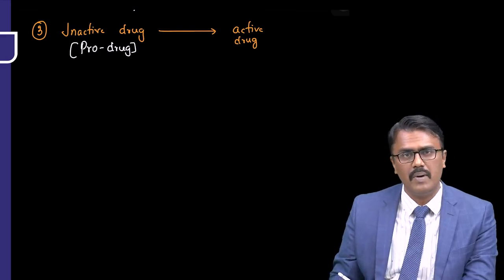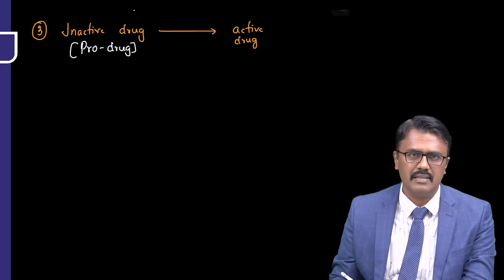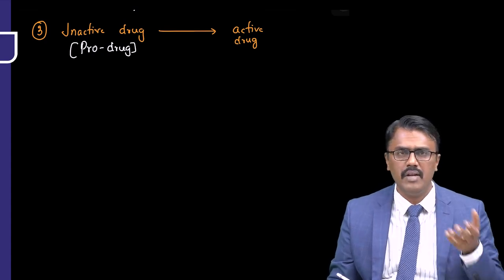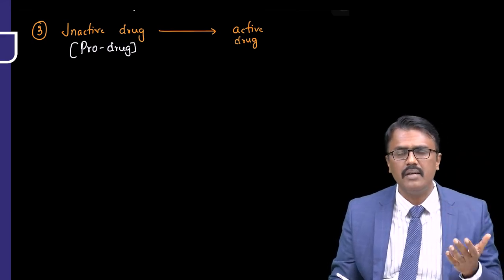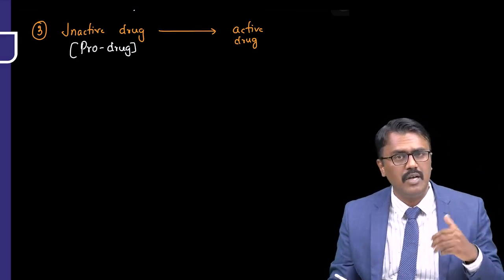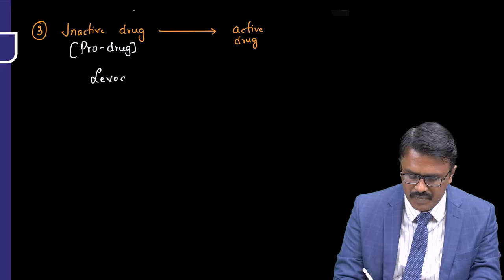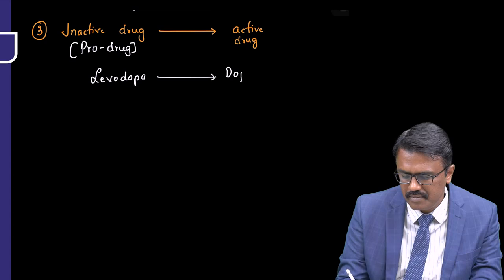Now, there is a disease called Parkinson's disease. What is the problem in Parkinson's disease? The level of dopamine is less. When the dopamine levels are less, what should I do? I have to give dopamine. But when I give dopamine, dopamine doesn't cross the blood-brain barrier. If I give dopamine, it will not enter the brain. So I cannot give dopamine. So what should I do? I should give a prodrug. For example, I should give levodopa. So levodopa will become dopamine.